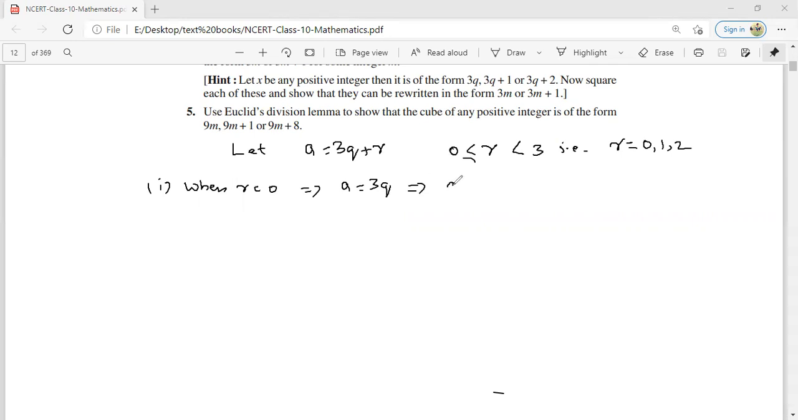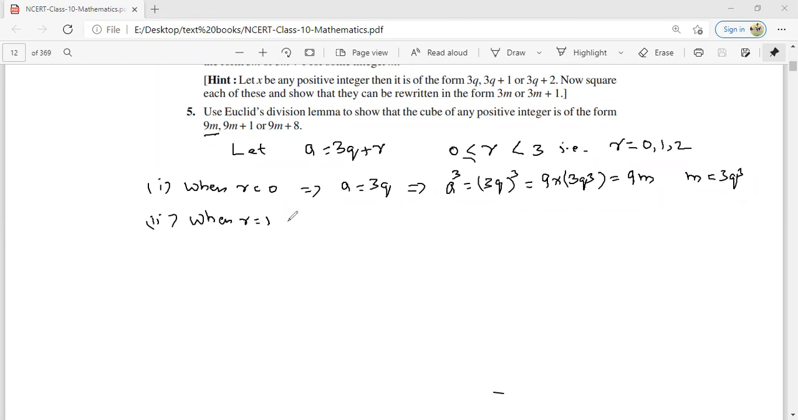Now we have to find the cube, taking cube on both the sides. A cube and 3 cube, 27. 3 3s are 9, 3 9s are 27. So we will write 27 into Q cube, 9 into 3Q cube. 9M, where M is equal to 3Q cube. So it is converted into 9M.